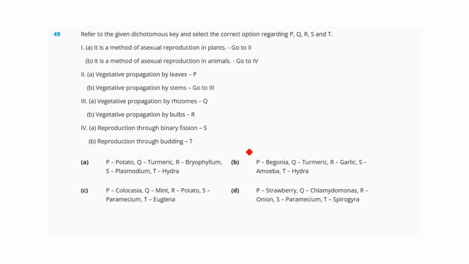Okay. Next is, it is a method of asexual reproduction in plants. Go to 2. Vegetative propagation by stem. Go to 3. Vegetative propagation by rhizome. Ginger, turmeric. Okay. It is a method of asexual reproduction of animals. Go to 4. Reproduction through binary fission. S. Binary fission, Amoeba.